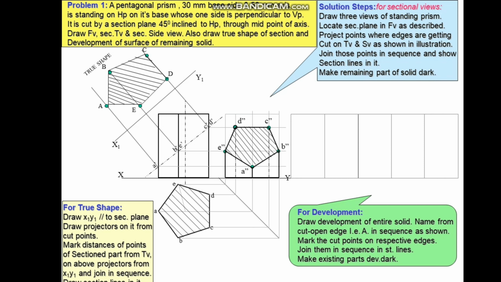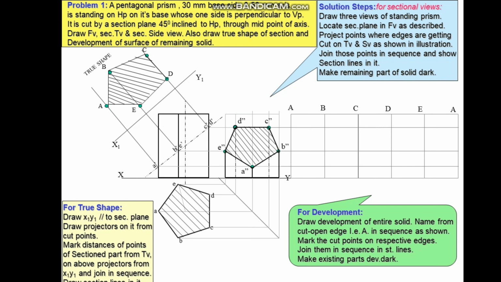So this is a prism. We all know this is a prism. Since it is a pentagon, it will have 5 sides. So I have drawn 5 sides here, 5 rectangles here. A, B, C, D, E, again A. Now project these points here.